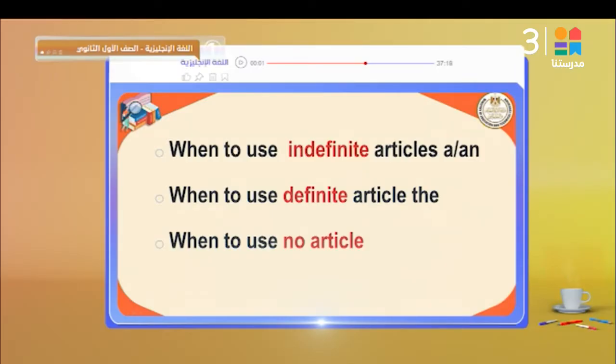When to use the indefinite article a or an? When to use the definite article the? And when to use no article? Sometimes we have to use no article. We don't have to add any article. So sometimes we will add a or an, sometimes we will add the, and sometimes we don't have to add anything. Of course, a or an are added in front of a word that is singular. It must be singular, so it has to be countable, a countable word.